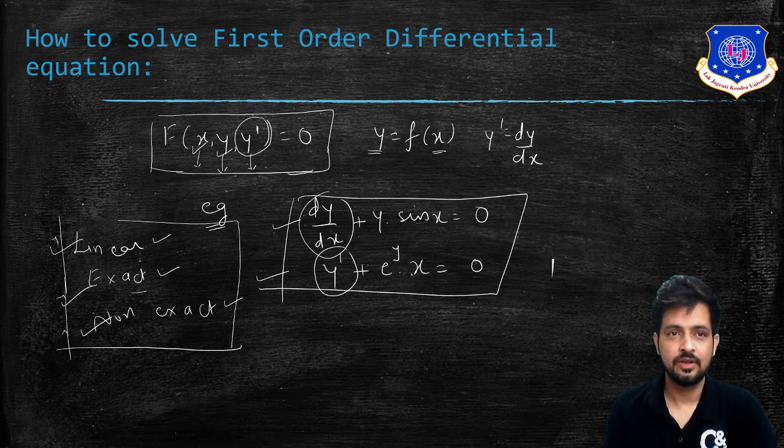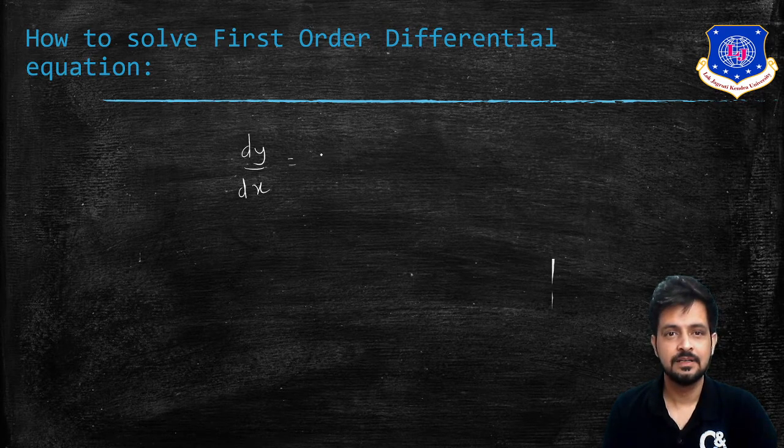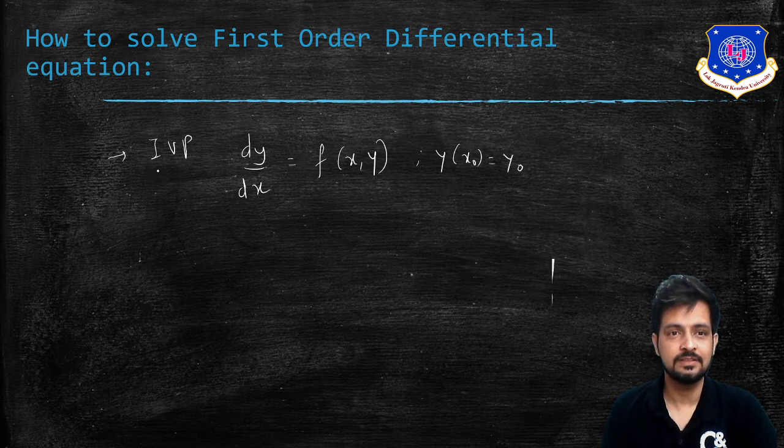Okay, fine. What will be given in this? We can say dy by dx is equal to f of x comma y will be given, and the numericals in this chapter will be IVP. IVPs will be given. Now what is the meaning of IVP?